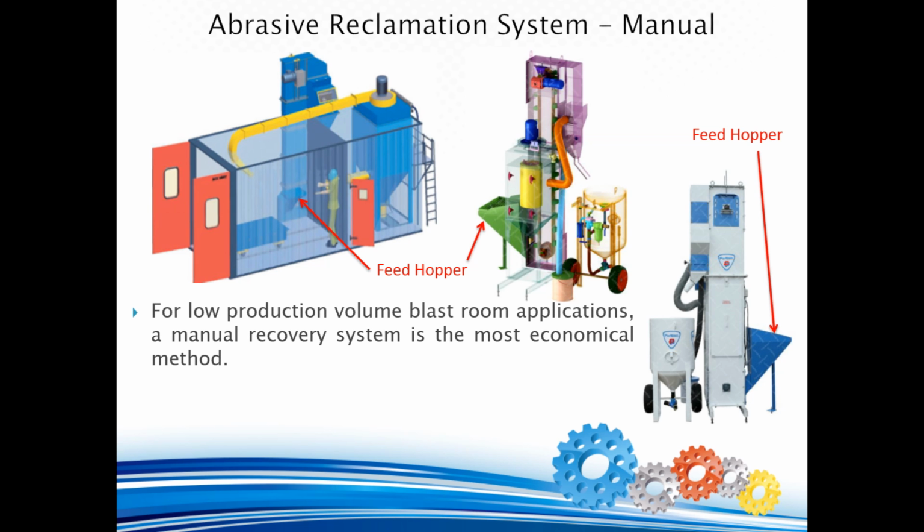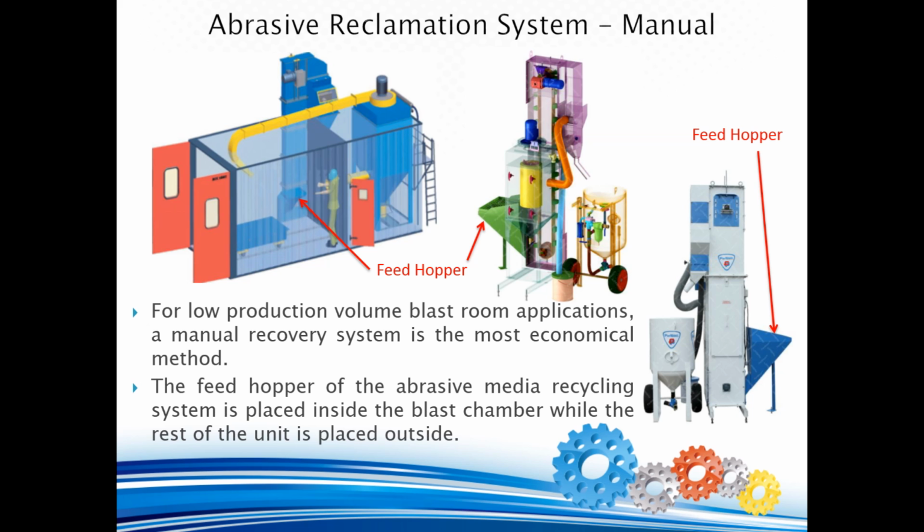For low production volume blast room applications, a manual recovery system is the most economical method. A standard abrasive recycling and cleaning unit such as Pan Blast ProFlow system with a recycling capacity of 3,000 kilograms, 6,600 pounds per hour is ideal for single blast operator use. For dual blast operator applications, the higher capacity UltraFlow system with a recycling capacity of 7,000 kilograms, 15,400 pounds per hour is perfect for the job. For even higher capacity, customized units can be designed and built according to the application requirements.